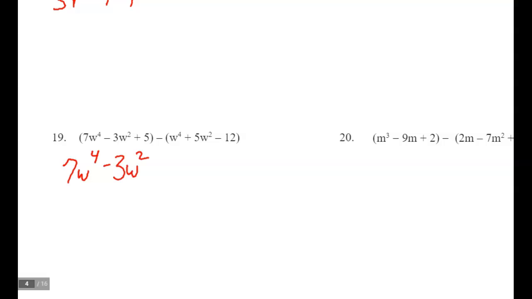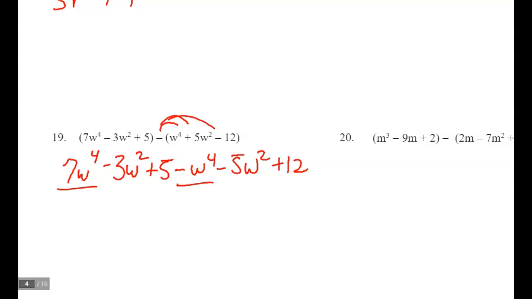Going back to how I did the one above it, I'm going to take this negative, make sure I'm subtracting a w^4, I'm subtracting 5w squared, but then I'm subtracting a negative 12, so that becomes positive. And now I start matching. Sometimes kids will do this, cross them off as they go. I hate that, because then you can't see what you crossed off. So I try to avoid crossing off. I'll do things like underline as I go.